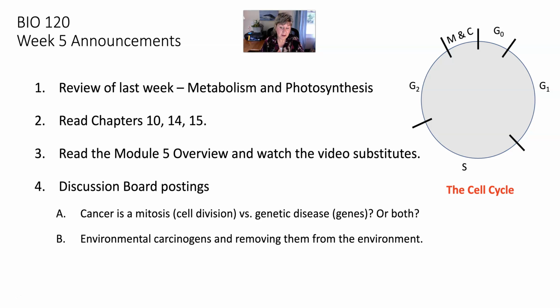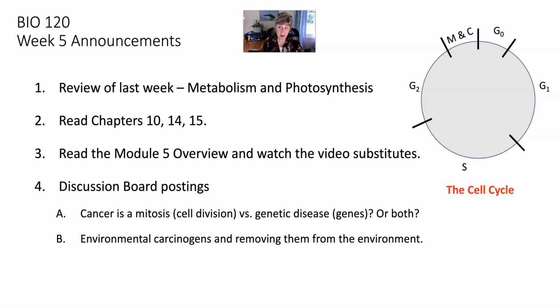Now, why am I talking about the cell cycle? Because this all has to do with cell division and cancer cells. The problem with cancer cells is that they never stop in G0. They go around and around and around this cell cycle, and they do not stop in G0. So they continuously divide, even when there are problems with the cell.